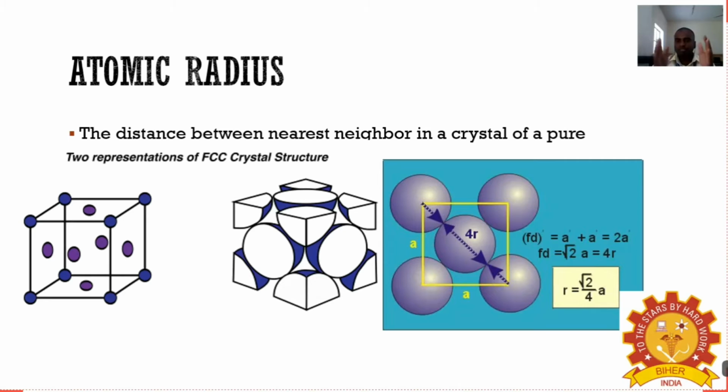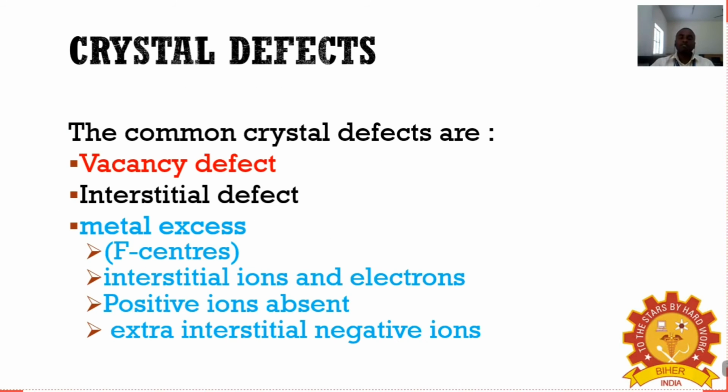Radius is nothing but the distance between the central nucleus and the outermost orbital. That is called atomic radius. This atomic radius is easily calculated from crystal structures. Next, we are going to talk about defects in crystals.